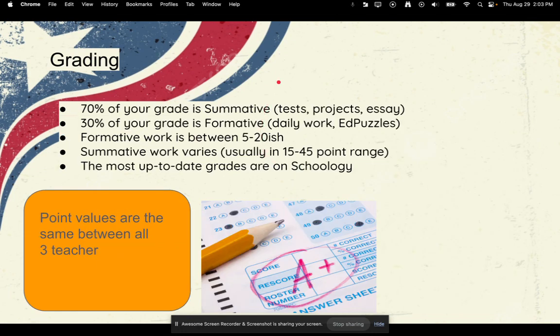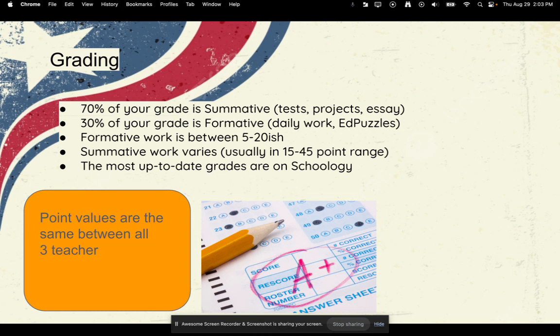Okay. All right. So let's talk about grading. So it's going to be a 70-30 split. 70% of your grade will be summative. That includes things like tests, projects and essays. 30% of your grade would be formative, which is daily work. Now, if you had me before, you know that I love Edpuzzles. There's not as many Edpuzzles for government, but there'll be a few. Formative work is typically between 5 to about 20-ish points. Summative work really varies. It's anywhere between 15 to 45 point range. I know that's a really big range, but some of the bigger units are worth more points.